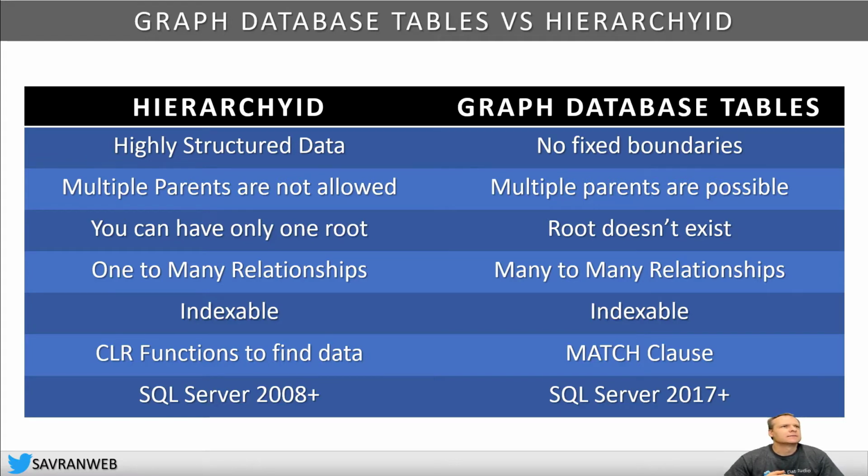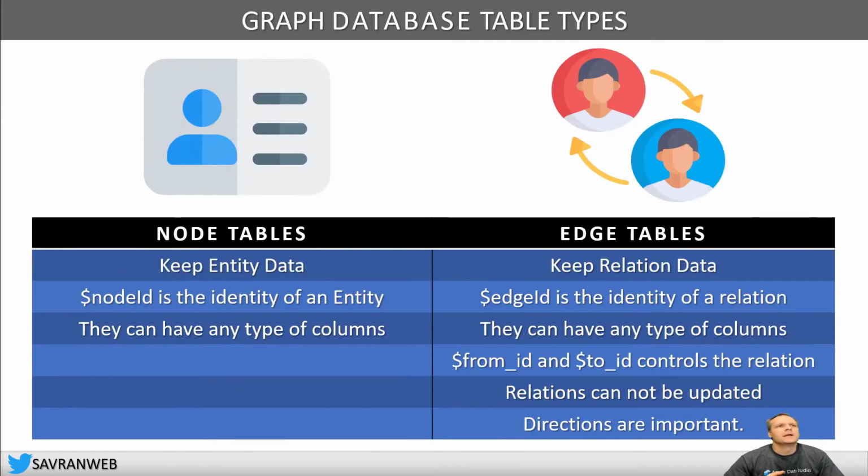All right, next, let's see how this actually works in graph database tables. The first thing you need to know is that relationships are first-class citizens in graph tables. That means relations have their own tables. We have two types of tables in graph database tables. The first one is node tables. Node tables keep entity data. What is an entity? An entity can be users. An entity can be products, orders, cars. All of those are entities.